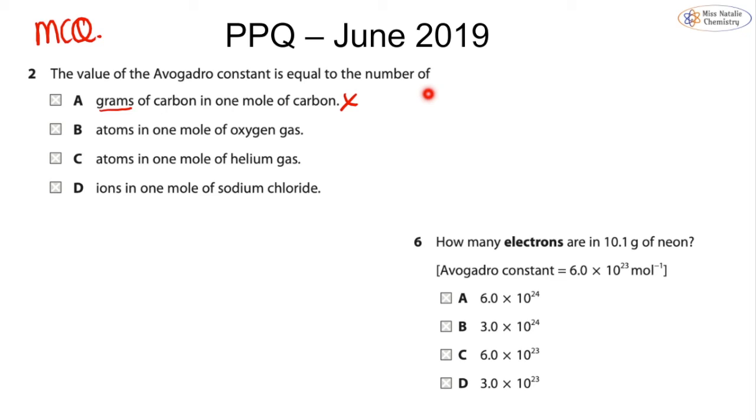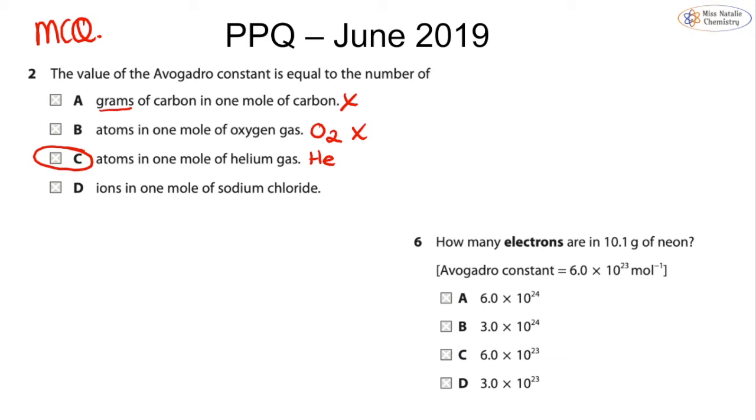For B, it's looking at the number of atoms in 1 mole of oxygen gas. Now, if that was the case, that would be telling us that oxygen gas contains 1 atom of oxygen. Now, we know that oxygen is diatomic. So if I have 1 mole of that, I have actually 2 times Avogadro's constant. So that can't be the answer. For C, is it the number of atoms in 1 mole of helium gas? Well, helium gas only contains 1 atom. So the answer is actually C.